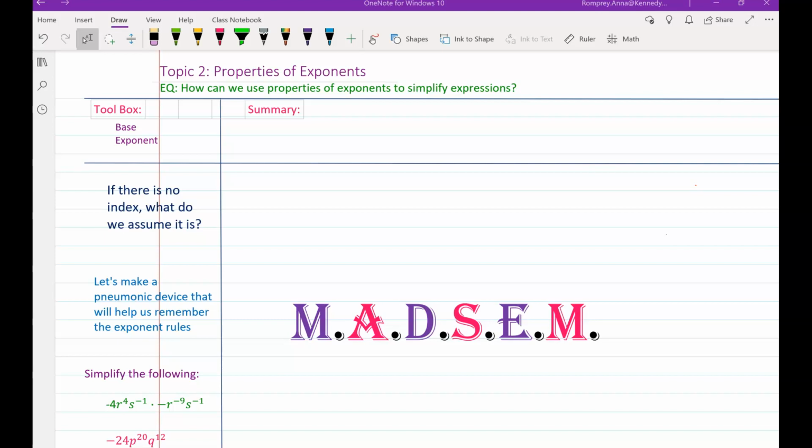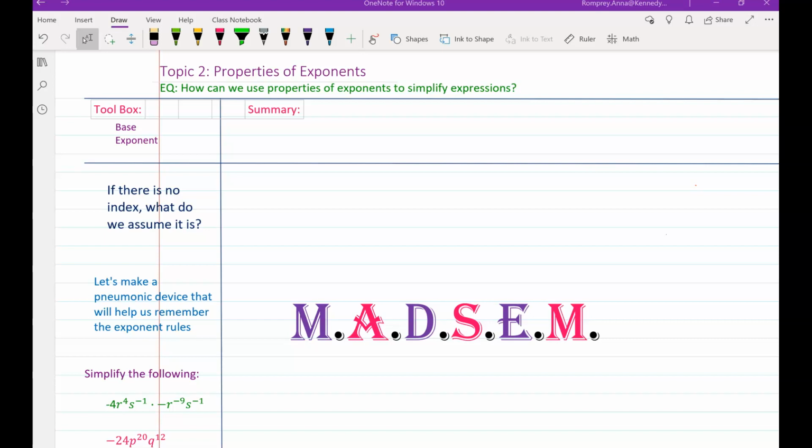Welcome back. Today we're talking about properties of exponents. Now, when you are simplifying an expression that has lots of stuff going on, you're just going to have to look at it piece by piece. And there are some exponent rules that we can use, but I want to come up with those so you understand where they're coming from.